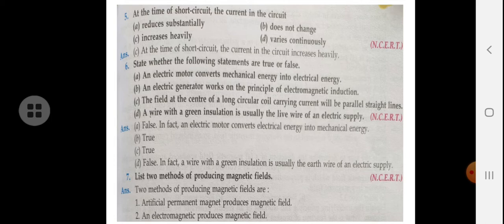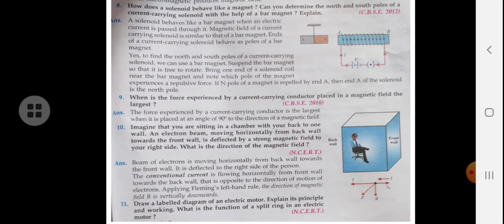Question number 7. List two methods of producing a magnetic field. So a magnetic field can be produced by an artificial permanent magnet, or by an electromagnet. As we discussed in the solenoid topic also, an electromagnet can produce a magnetic field for different purposes.